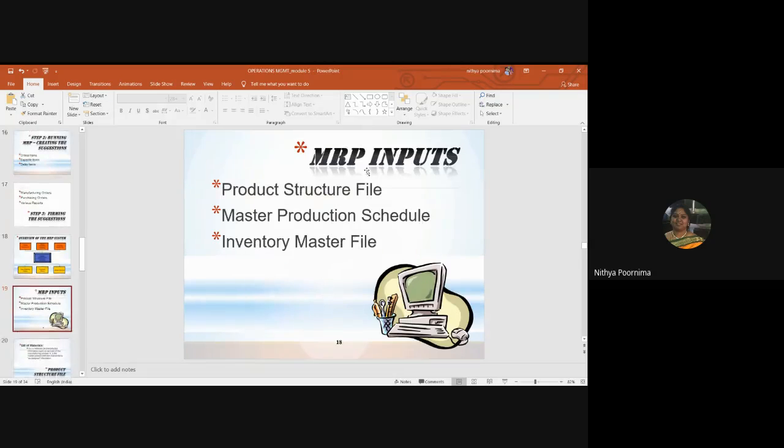What are the MRP inputs? Basically, we need a structured file. We should make sure our master production schedule is in form, right? And our inventory master file is also appropriate. So these will be the three inputs for our MRP system.